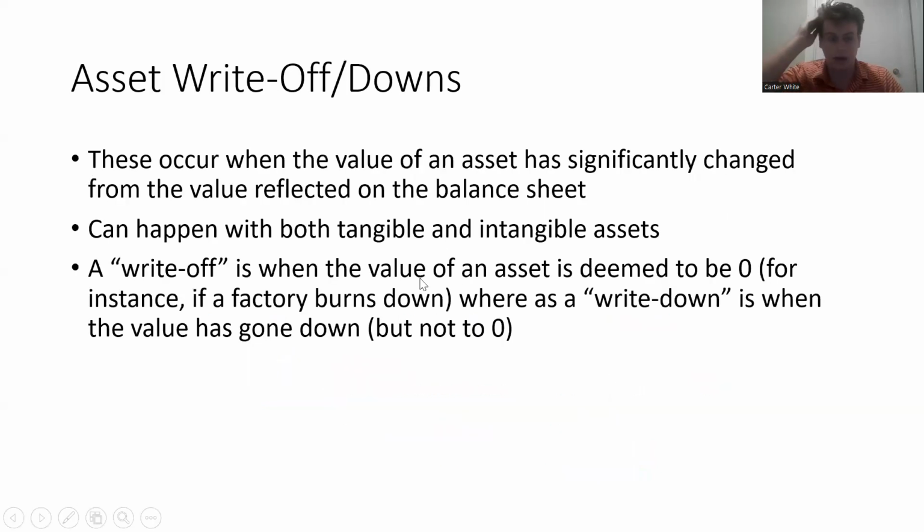Now let's talk about asset write-offs and write-downs. These occur when the value of an asset has significantly changed from the value reflected on the balance sheet. And this can happen with both tangible and intangible assets. A write-off is when the value of an asset is completely written off your balance sheet. It's deemed to be zero. For instance, if maybe like a factory burned down. Whereas a write-down is just when the value has gone down somewhat, but not down to zero. It's not completely written off. So I'll give an example here.